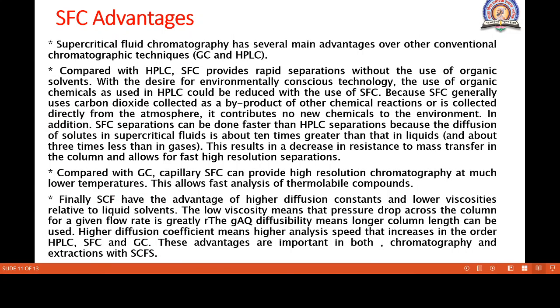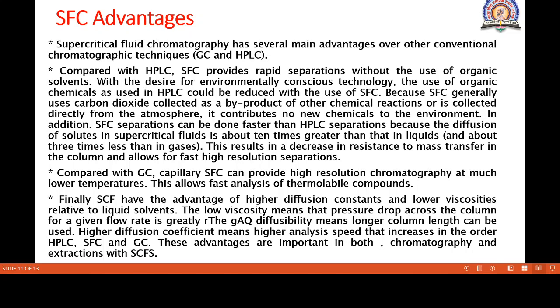Then the last point is the advantages of SFC. Supercritical fluid chromatography has several main advantages over other conventional chromatographic techniques like GC and HPLC. Compared with HPLC, SFC provides a rapid separation without the use of organic solvent, a desirable environmentally conscious technology. The use of organic chemicals as used in HPLC could be reduced with the use of SFC. Means in HPLC, organic chemicals are used that can be reduced in SFC.